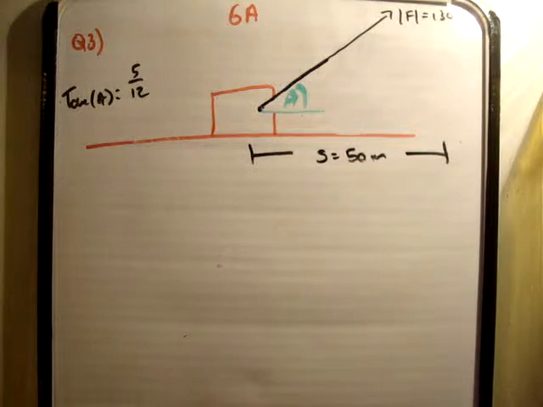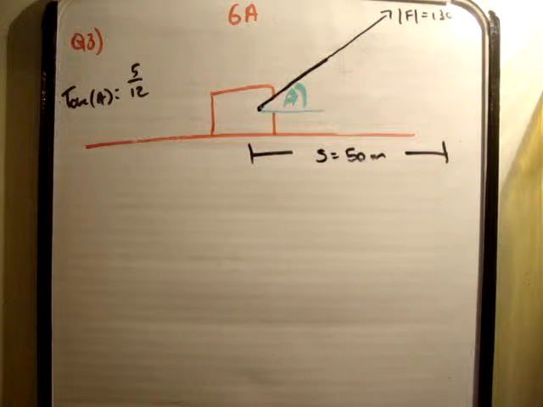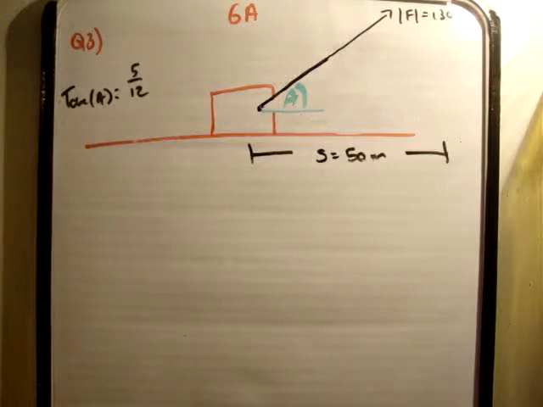Okay, in this video I'm going to continue on with exercise 6a of the book Fundamental Applied Mathematics. We're on page number 156 and the question is 3. It reads, a sledge is pulled across horizontal ground by a pulling force of 130 newtons. The force makes an angle A where tan A is 5/12 with the ground. If the sledge moves a distance 50 meters, find the work done. If this took 1 minute, find the power.